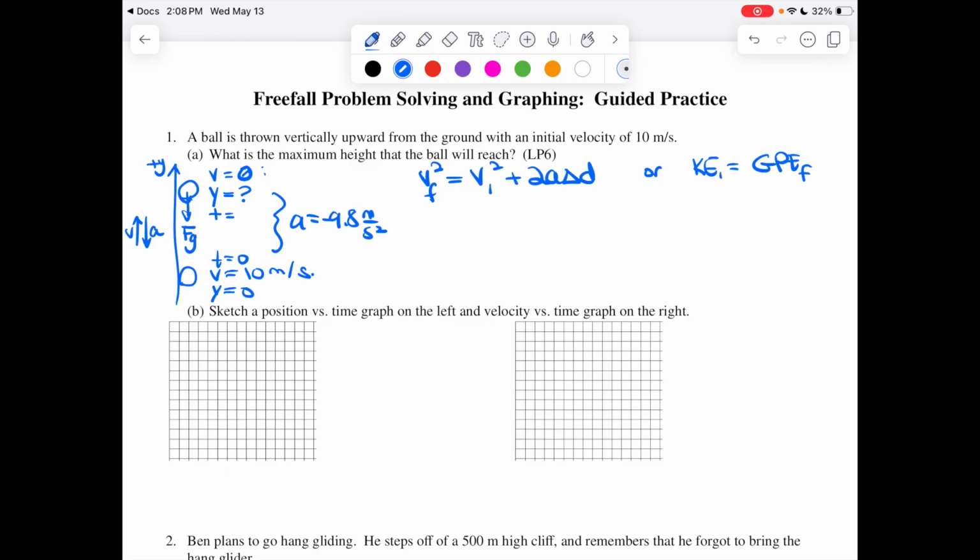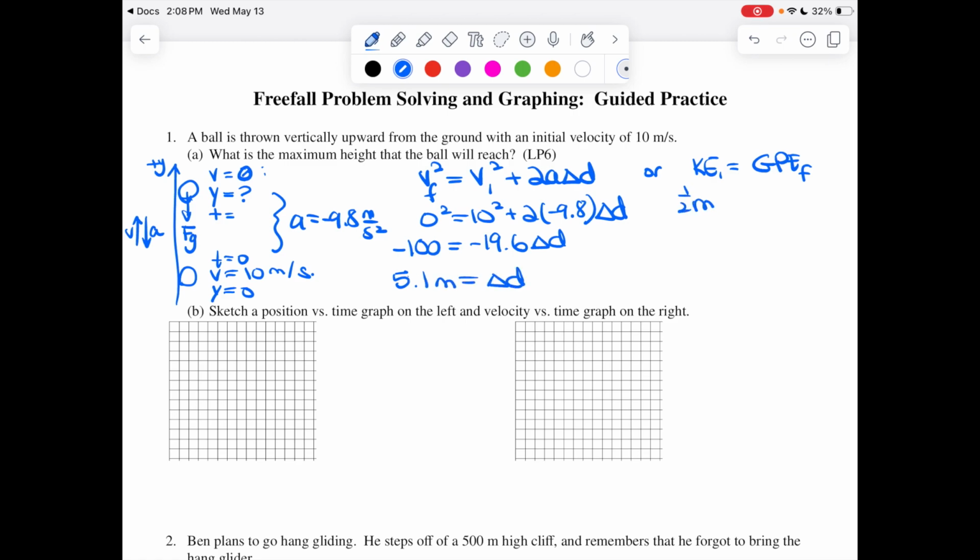Okay, let's try another one. Ben plans to go hang gliding. He steps off a 500-meter high cliff and remembers that he forgot to bring the hang glider. How long before he is crushed in the rocks below? Okay, let me explain why this is so sadistic. One of my students many years ago made this question because I had them making up questions, and I don't know, I just never got rid of it. So that's probably on me. I'm sorry if that's gross.